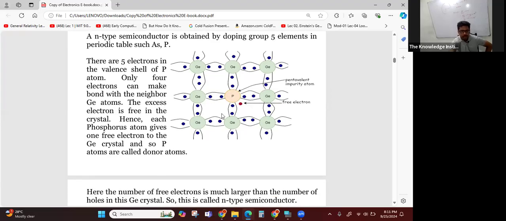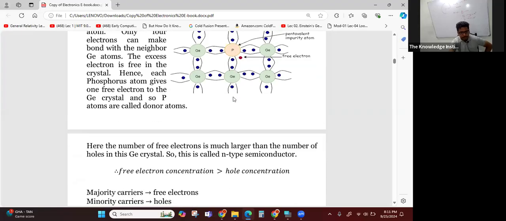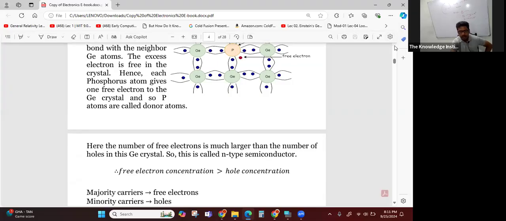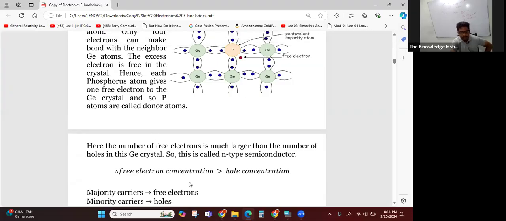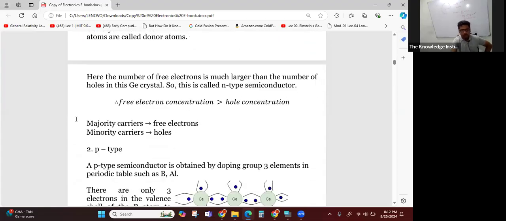Since this phosphorus atom gives an electron to the lattice, it donates an electron to the crystal. Therefore, we say that's a donor atom. So donor atoms become positively charged. In N-type semiconductor, since these donor atoms give one free electron to the crystal, the free electron concentration is greater than the hole concentration. So in N-type, majority carriers are free electrons and minority carriers are holes, right?